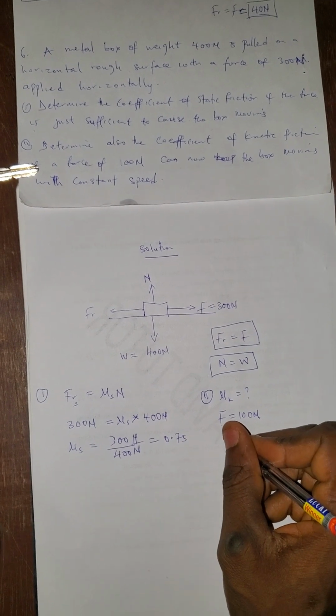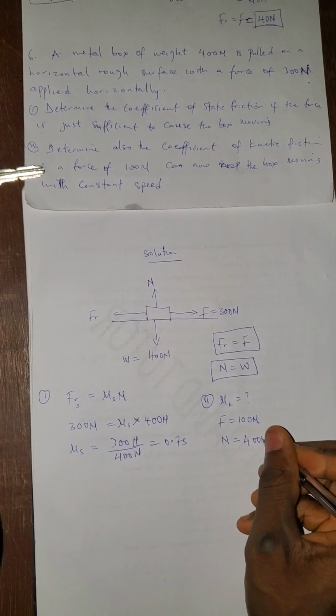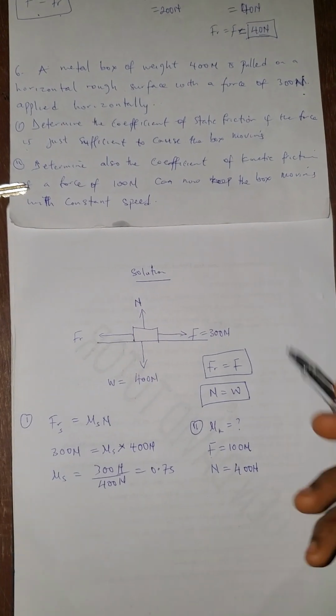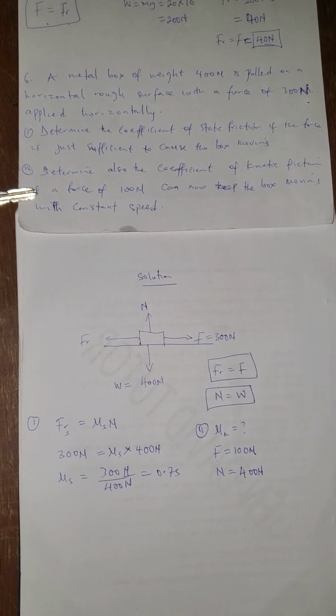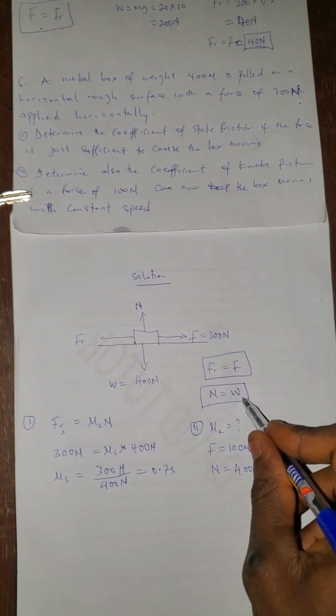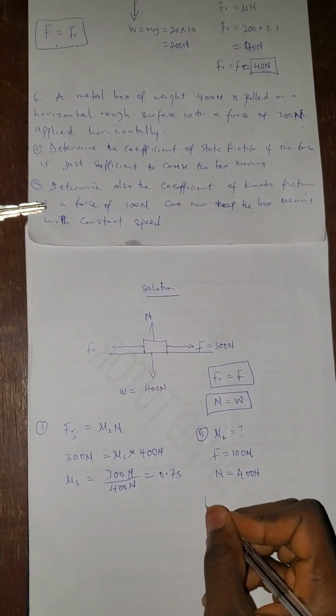Then we need our normal reaction. And the normal reaction here will also be 400 Newton, because there's nothing different. It's still the same box that has the weight of 400. And our weight will be equal to our normal reaction, the value of the weight.